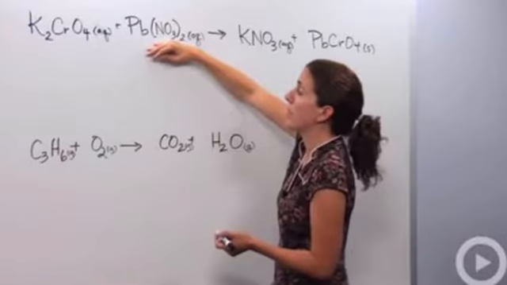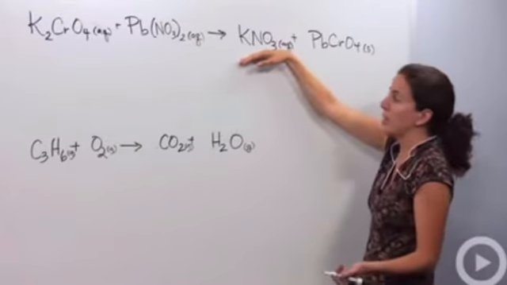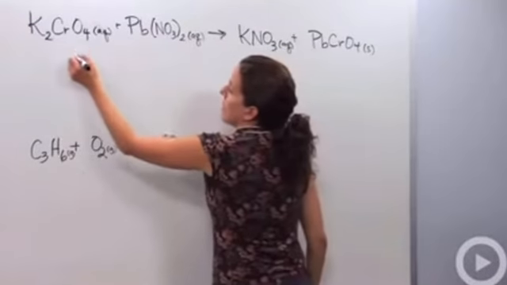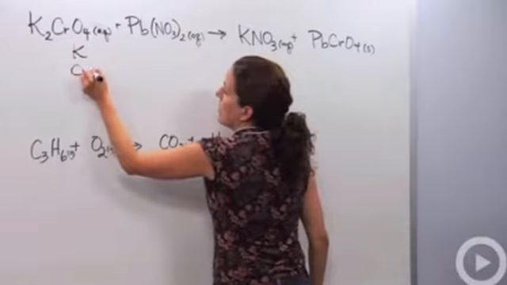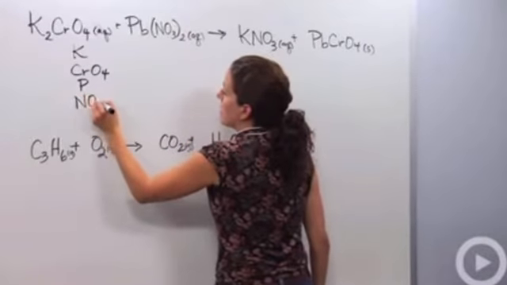I also have a nitrate polyatomic ion here and a nitrate here. I don't have to separate the nitrogen and the oxygen out. I can keep them together since they're on the reactants and product side both. So I'm going to separate everything else out: potassium, chromate, lead, and nitrate.